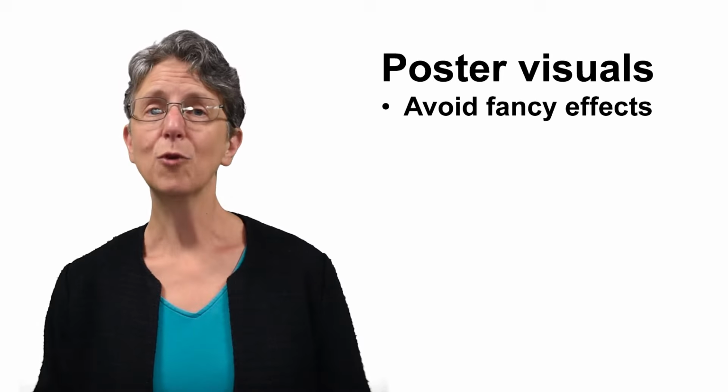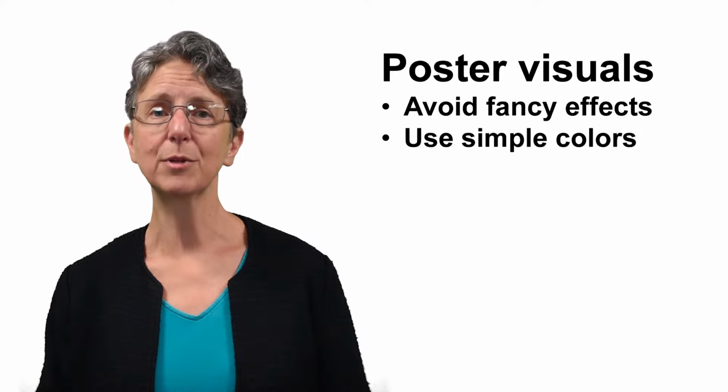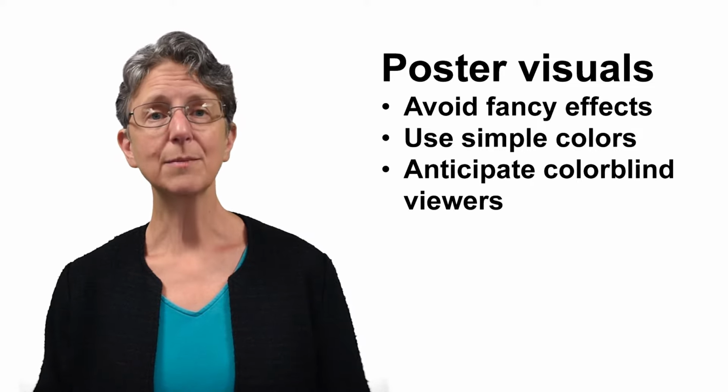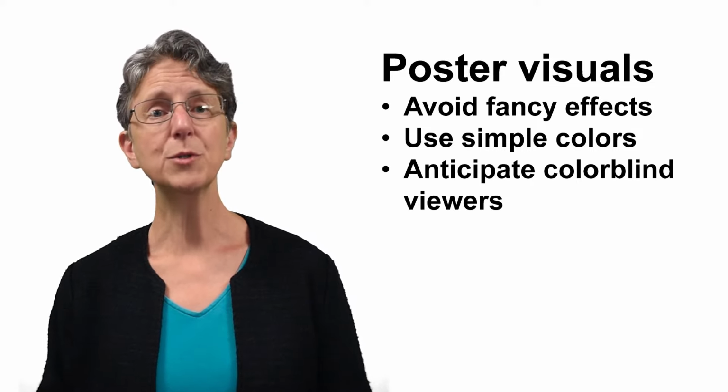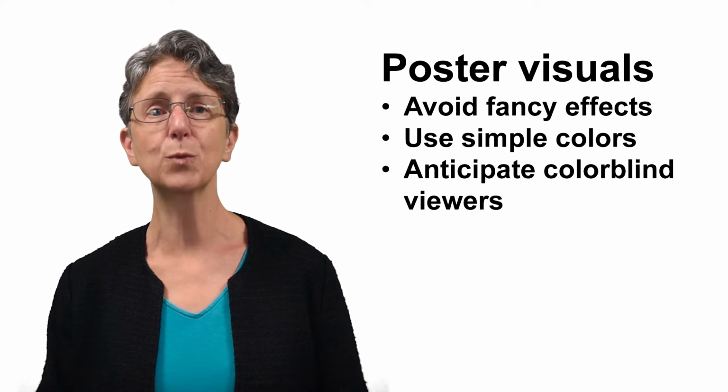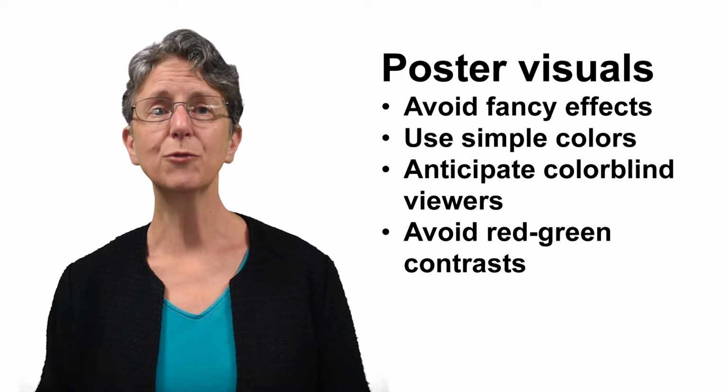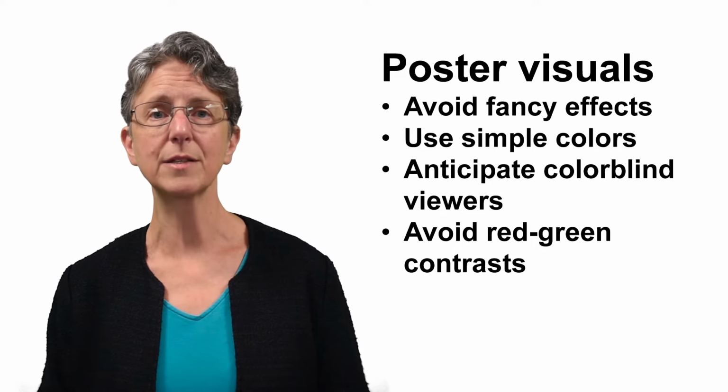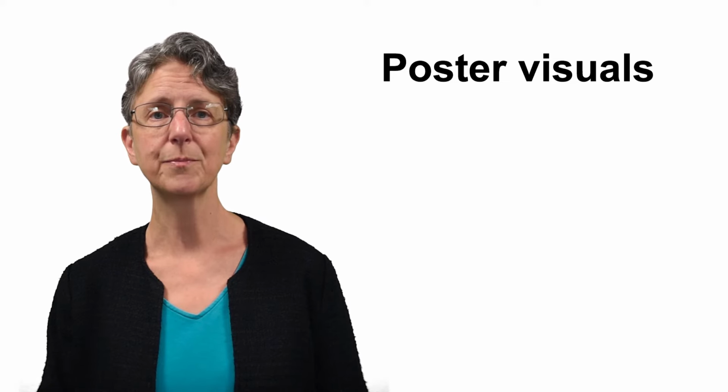Now let's return to the topic of poster visuals. Graphs, tables, figures, and so on. Visuals must be clear and concise so that readers can understand them quickly and easily. Avoid fancy effects and use simple colors. Anticipate colorblind viewers. The most common type of colorblindness involves red-green color deficiency, so avoid making graphs that rely on contrasts between red and green.